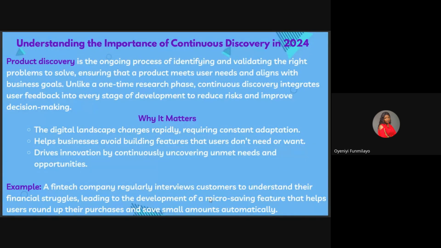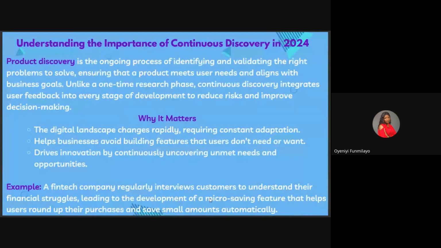The next one is to drive innovation by continuously uncovering unmet needs and opportunities. Of course, you're doing this innovation, this discovery thing, you're searching. Opportunities are coming for you. Your business can actually make money from it. Because let's say you did this research now, and somebody just said, "Oh, this feature, this is my frustration. I think if people can do this, it will help us." So if you continuously do this product discovery, what will happen? There's opportunity for your business to also make money along the way.